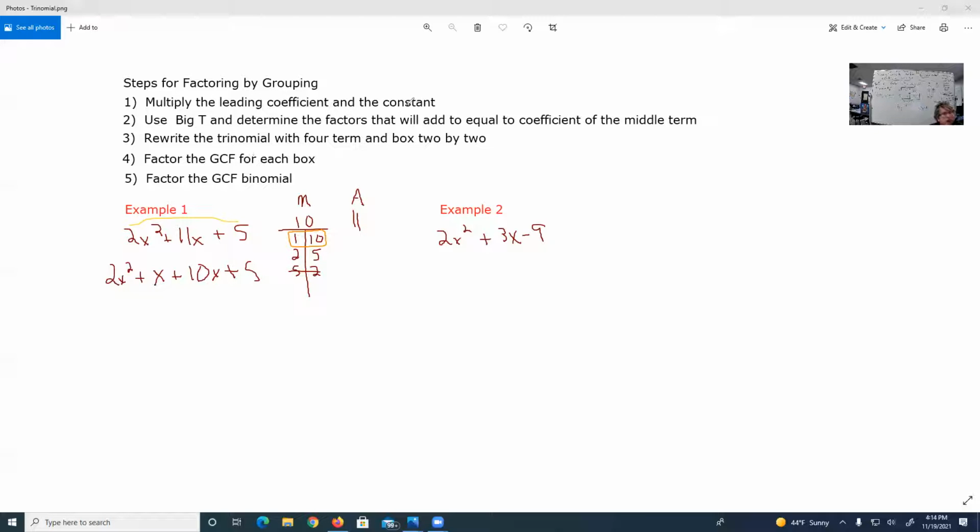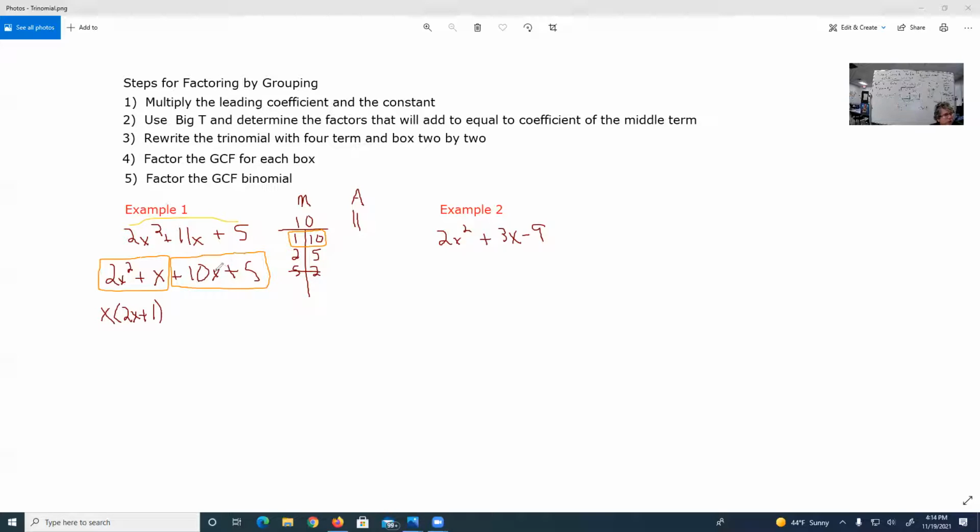So we now need to box 2 by 2. So I'll go ahead and draw a box around the first 2. But when I draw a box around the second 2, I include the addition symbol with that to kind of make it look a little bit better for me. And so now we're ready to move into step 4, factor the GCF for each box. So I'm looking at this box here and I see there is a GCF of x. It comes out and we have 2x. And we need that 1 there because we can't leave it empty. So 2x squared and 1x, or just x.